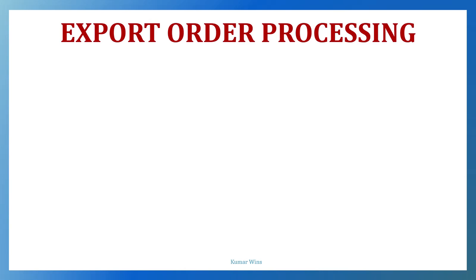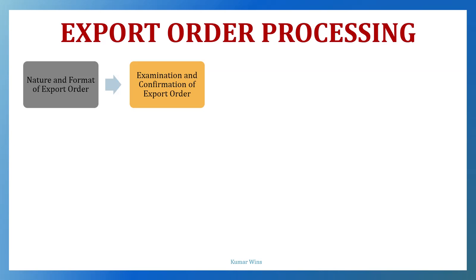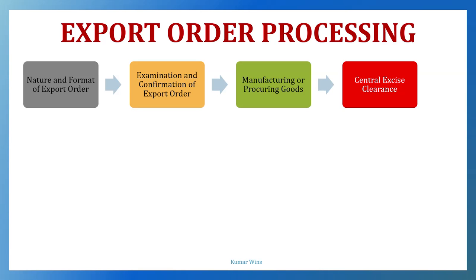Now we will have a look at the sequence of export order processing, and this sequence goes like this. First we need to study the nature and the format of export order. Then it is confirmed to be okay after examining properly. Once the export order is confirmed, manufacturing or procurement of goods are taken up. Then we need to obtain clearance from Central Excise, which is very important. So Central Excise clearance is done.